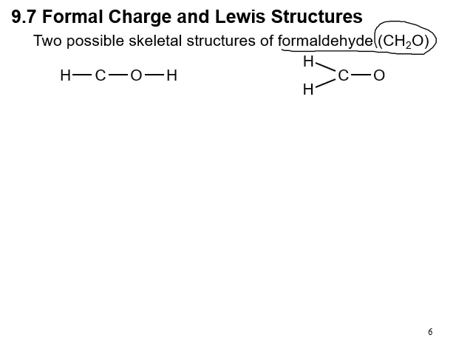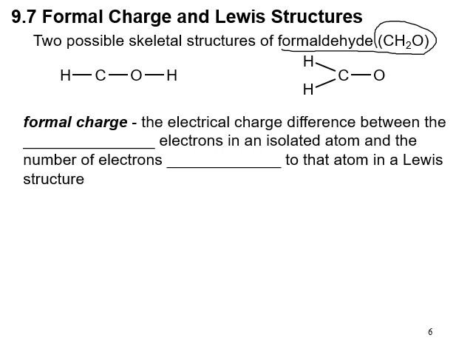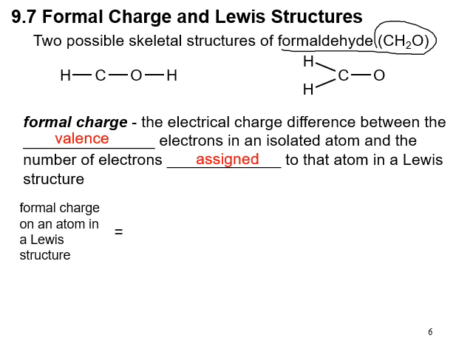Well, let's just play around with this Lewis structure idea and formal charge. Formal charge, by definition, is the electrical charge difference between the valence electrons in an isolated atom and the number of electrons assigned to that atom. So that sounds a little strange, but we'll do some examples. Or you can use this little equation. This equation is to calculate formal charge.